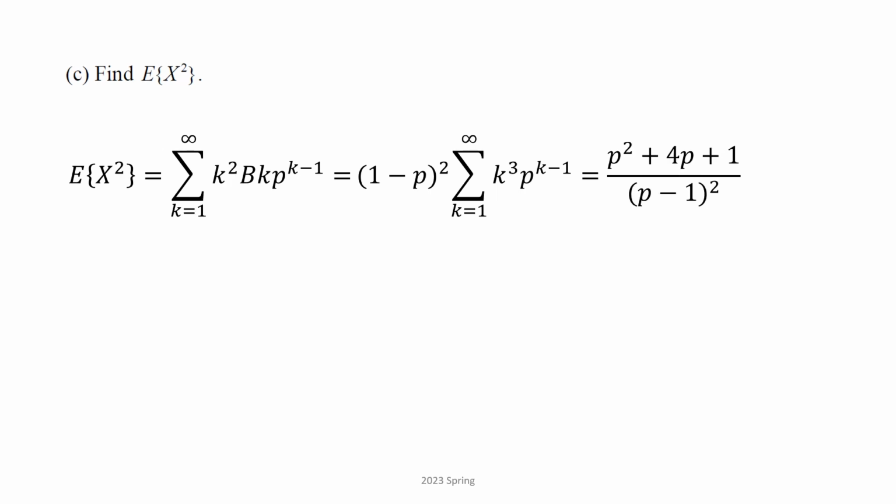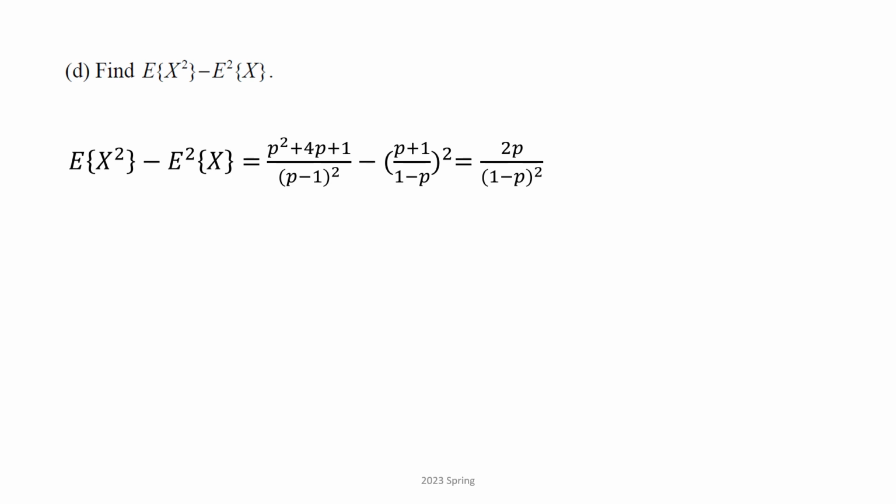Question C asks us to find the expectation of X squared. So just like we did in question B, we need to calculate (1 minus p) squared times the infinite sum of k cubed times p to the power of k minus 1, and it equals (p squared plus 4p plus 1) over (p minus 1) squared.